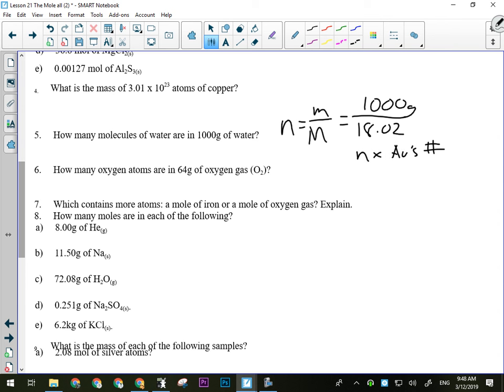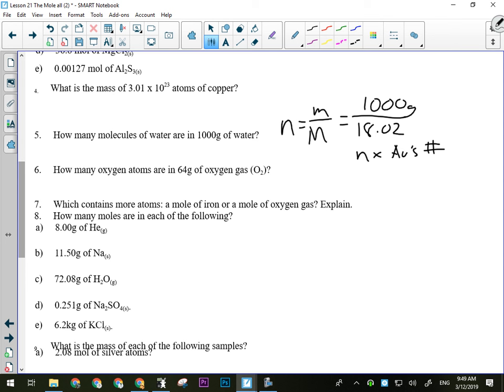The problem with number 6 is the wording. When we're dealing with how many molecules of something, it's simple. We just plug everything in. The problem with number 6 is that oxygen as O2 is a molecule. And every molecule of oxygen has how many atoms? 2. So if I'm looking at how many oxygen atoms are in 64 grams of oxygen gas, there are two ways to go about this.